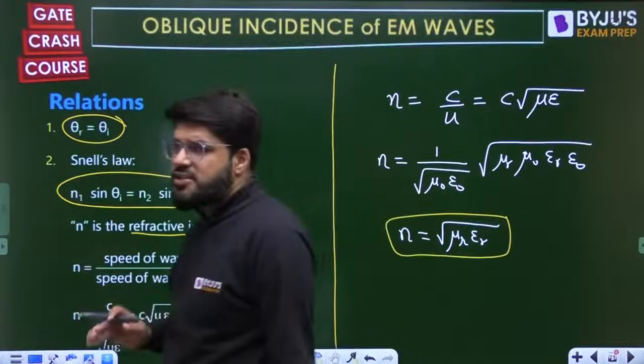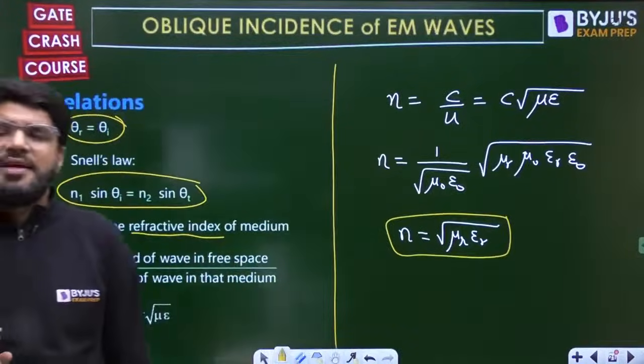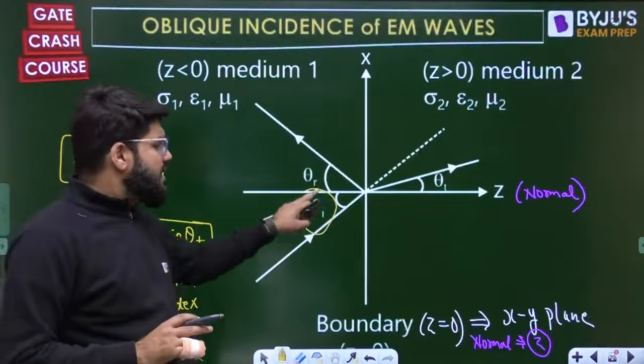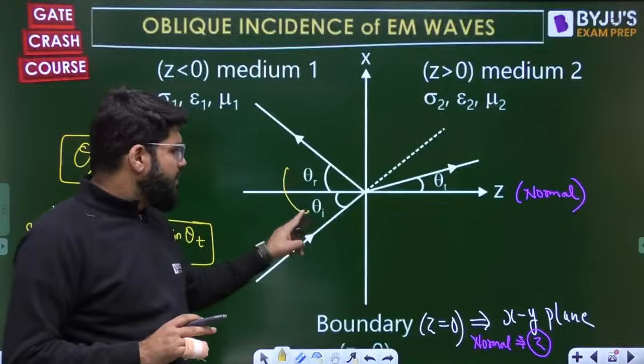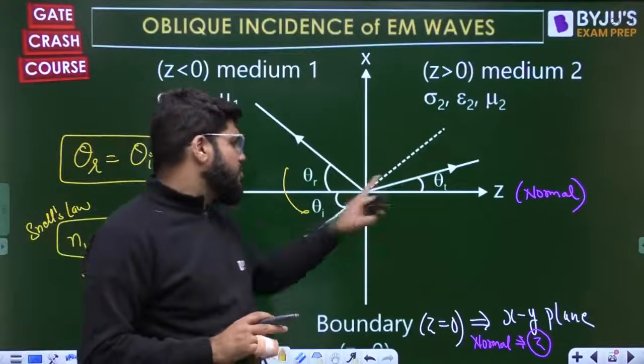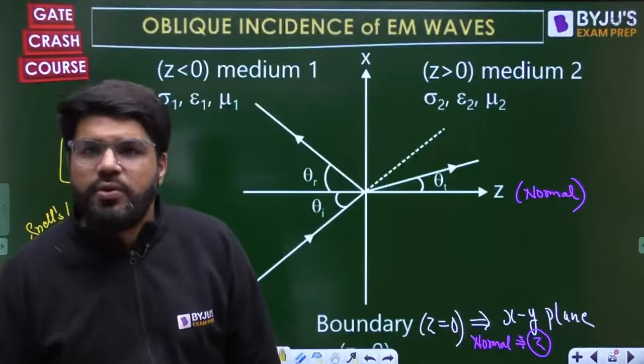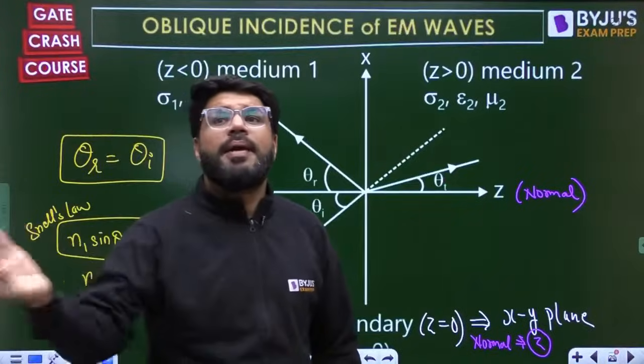So Snell's law, along with that basic law of optics, will tell you the relation between the angles. What is the angle of incidence? Theta r will be theta i. Once you know theta i, you can calculate theta t by Snell's law. But what is theta i? Either theta i can be given to you or you can calculate it.